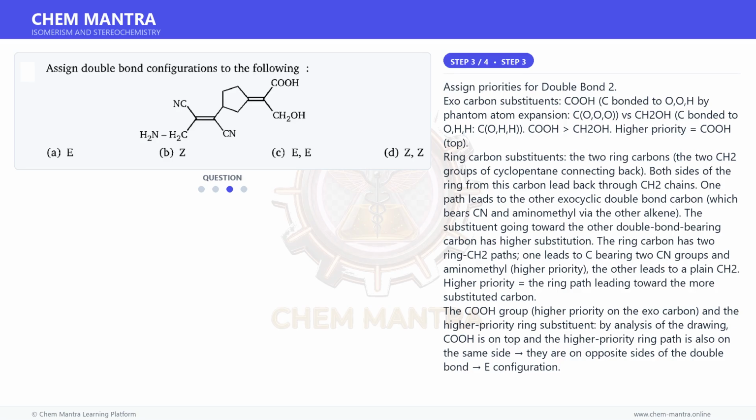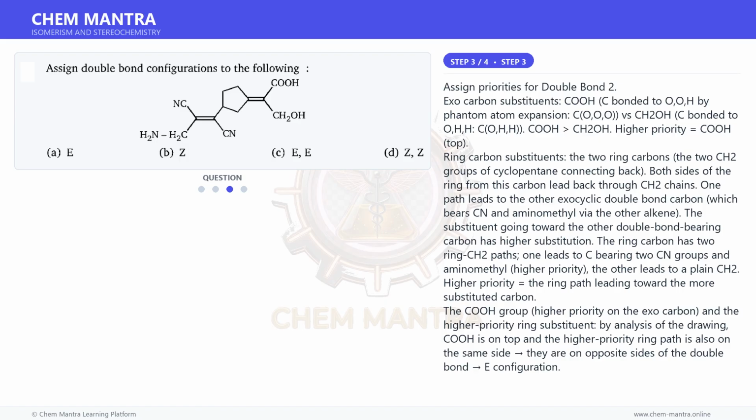Assign priorities for double bond 2. Exo carbon substituents: CO2H, C bonded to O, O, H, by phantom atom expansion C, O, O, O, versus CH2OH, C bonded to O, H, H. CO2H beats CH2OH. Higher priority is CO2H, on top.